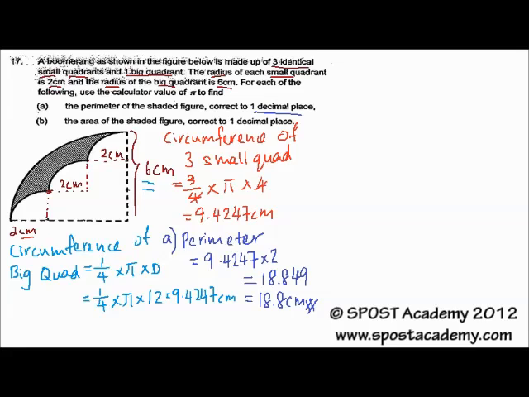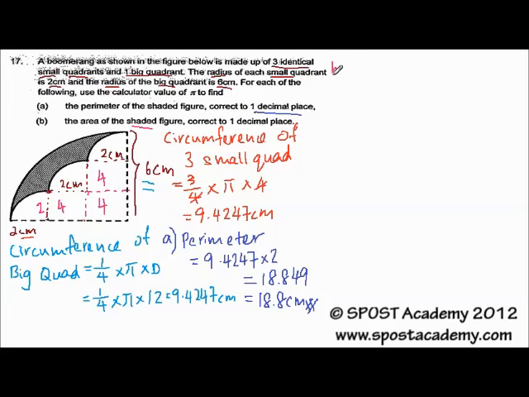Part B asks for the area of the shaded figure. So to find the area of the shaded figure, we simply need to use the area of the big quadrant minus the area of the 3 small quadrants as well as the squares that are inside. So let's draw in the squares. If you look at the squares, you can see that it's actually a 2 by 2 cm square. So this is the radius of the quadrant, which is also 2. So this is 4, 4, and 4.